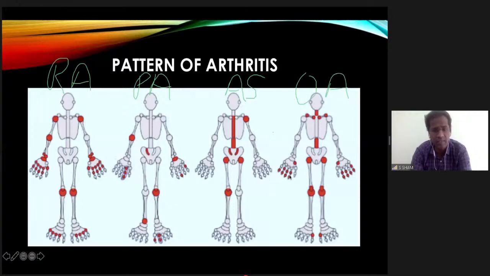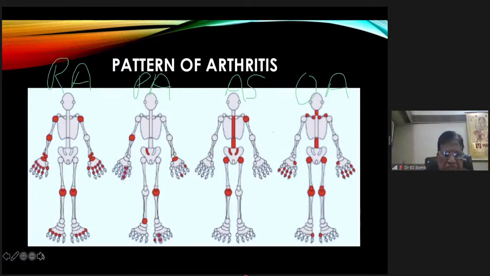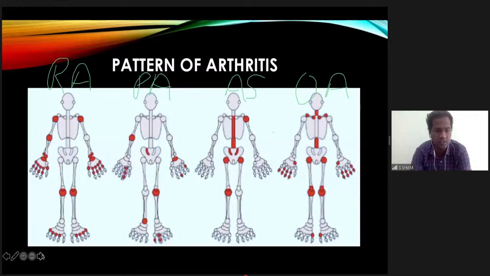One more thing is DIP involvement. In practice, either it has to be osteoarthritis, particularly in the elderly, or if it is inflammatory in young people, think of psoriatic. So DIP involvement has to be one of these two. DIP in the sense of distal interphalangeal joint.